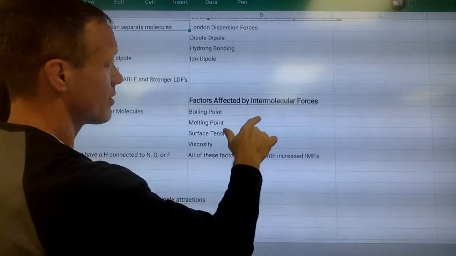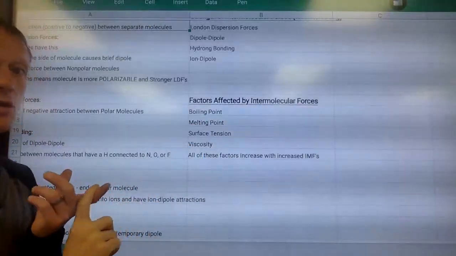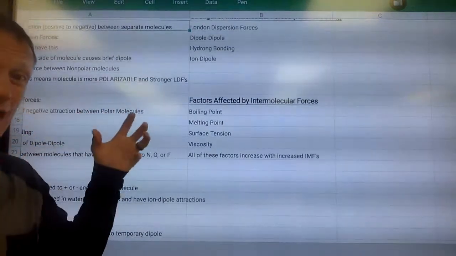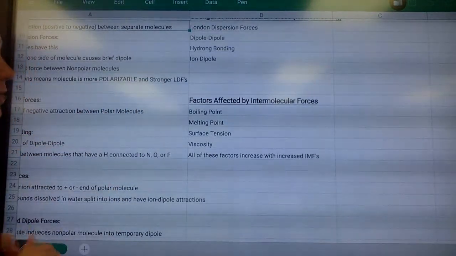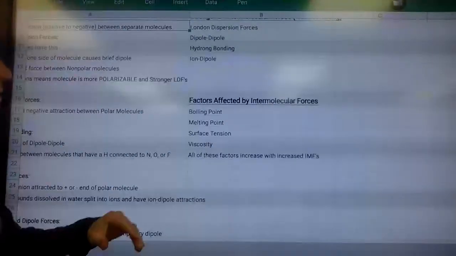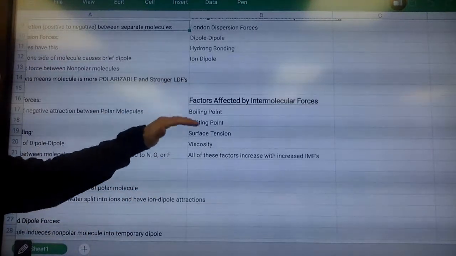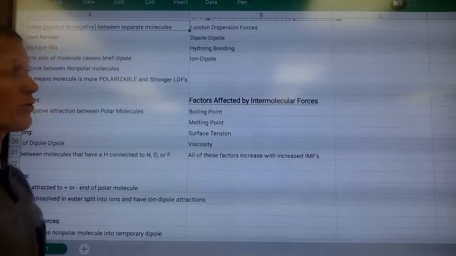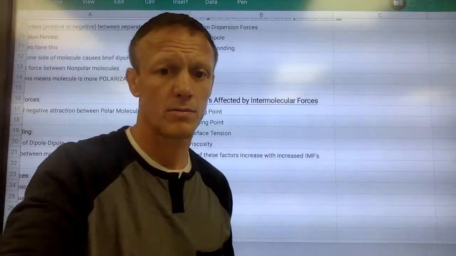Factors that are affected by intermolecular forces: boiling points. So stronger forces, higher boiling points. Molecules don't want to spread out into a gas. Again, all of these are increased with stronger intermolecular forces. We'll get into those.